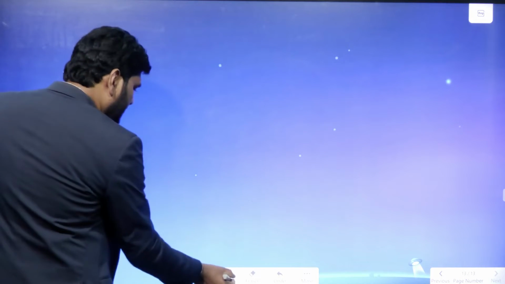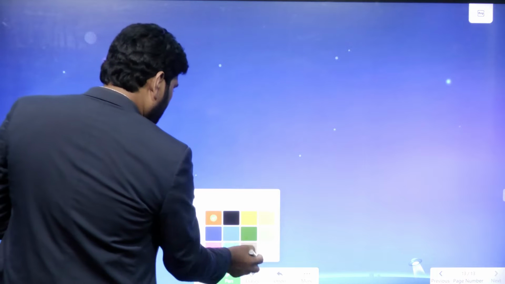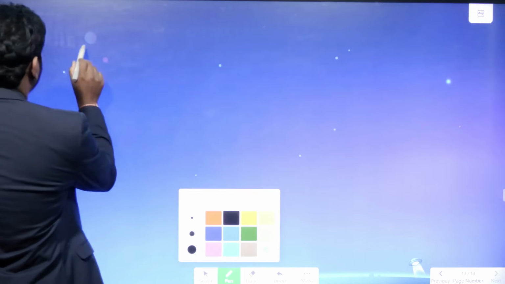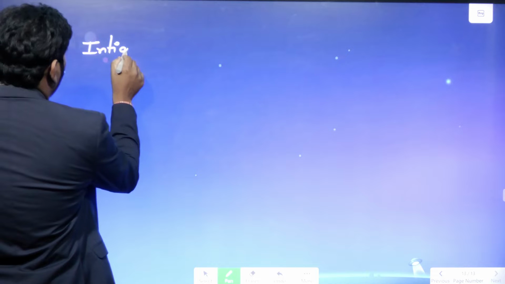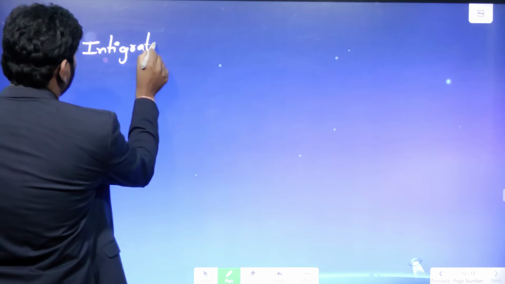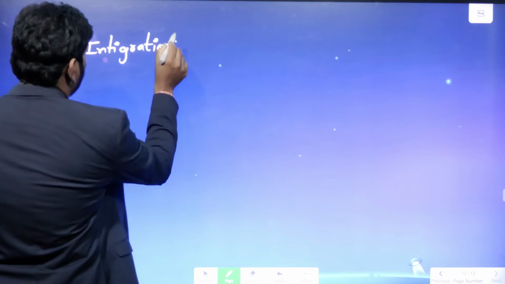First of all, let me introduce what is meant by integration. Better write down: integration. This is our topic. What is integration?